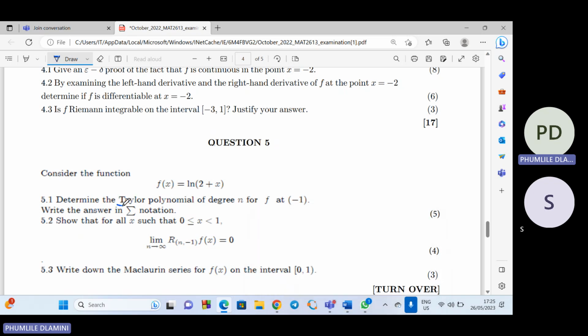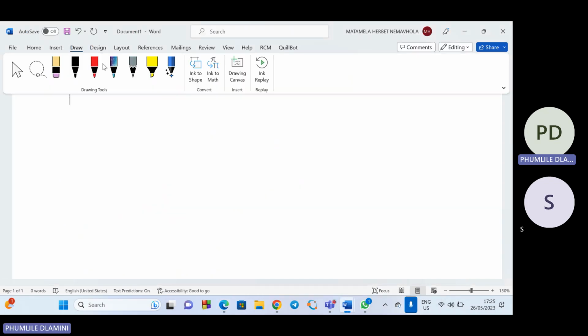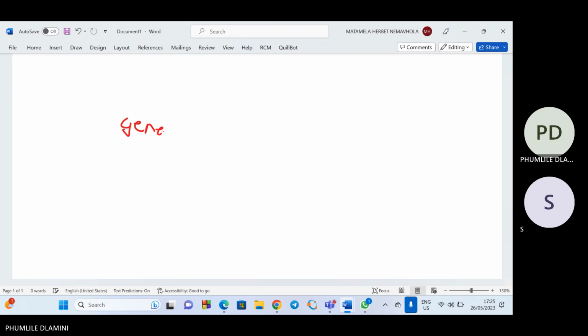The first thing that we have to take into account is the Taylor polynomial of degree n, which means we must know the formula of Taylor. I'm going to give you the one for the ln. Remember, in this function, ln is logarithm. So in order for me to get the answer for that question, I'm going to give you first the general form of logarithm using Taylor series expansion.